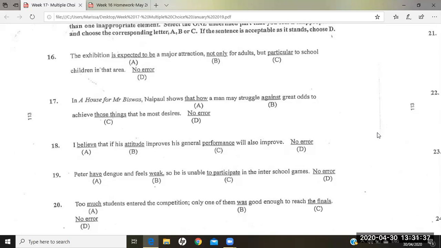So remember that there could be only one error in the sentence, or if you don't find any error in the sentence, then the answer would be D, no error. So this is a usage section where you have to remember your grammar rules and your vocabulary, and this is where your knowledge of these usage rules would really be showcased. So numbers 16 to 20.